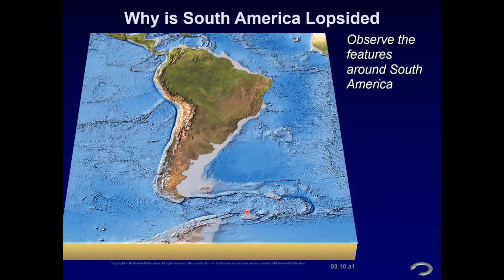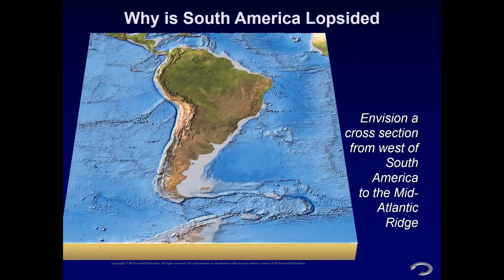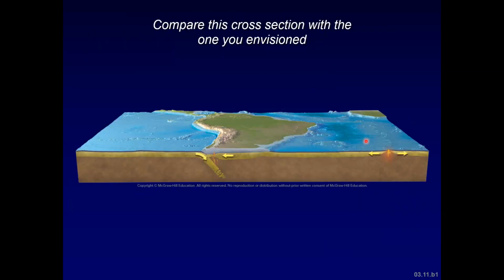So why is South America lopsided? Now, I never thought of it that way, but that's how the book puts it, so we'll work with that. It's different on this coast versus this coast, so we'll call it that. Can you envision a cross section, a slice from the western part of South America to the mid-Atlantic ridge? Envision it. It would be higher up here, and there's a trench here, and then there's a lower point and a large continental shelf all the way to the ridge. This is what it should mostly look like.